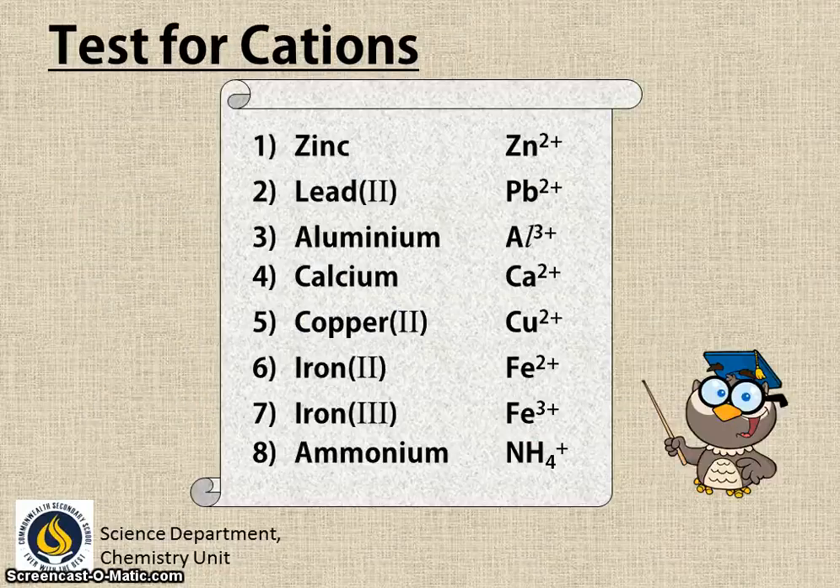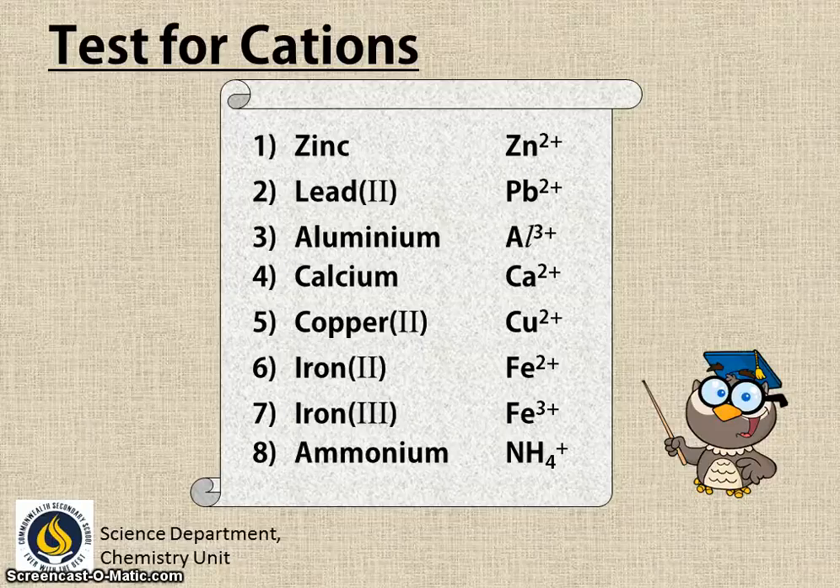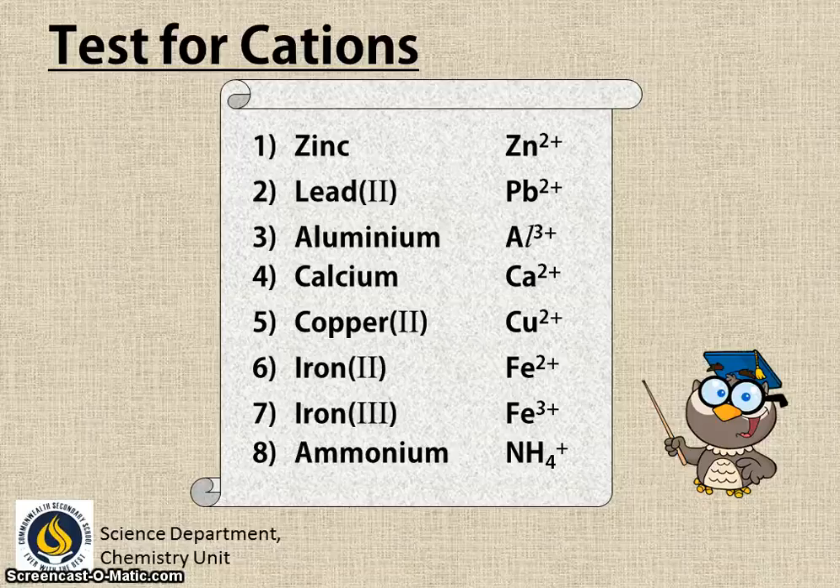Amongst the many cations that are available, there are 8 cations that you will be required to know in specific testing. They are zinc, lead-2, aluminium, calcium, copper 2, iron 2, iron 3, and the ammonium ion.